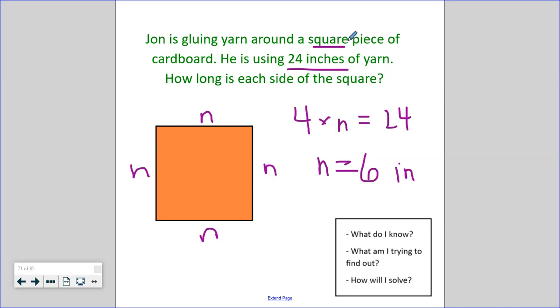Now class, why did I use multiplication here instead of just addition? Because of what we know about squares. Squares have 4 equal sides. So it's kind of like repeated addition, which we know we can use multiplication for. If these did not have equal sides, I wouldn't have been using multiplication.